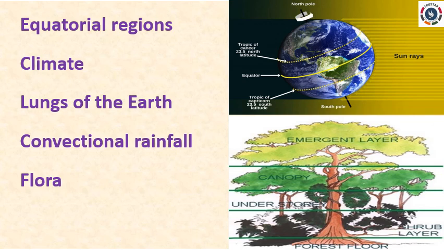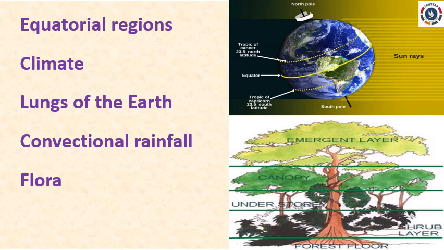The top layer is called the emergent layer. This layer has the tallest trees, which grow as tall as 60 meters above the ground. The second layer is the canopy. The trees are extremely tall and form a dense canopy. Even sunlight cannot penetrate through these forests. Therefore, these forests remain dark and dim during the daytime.